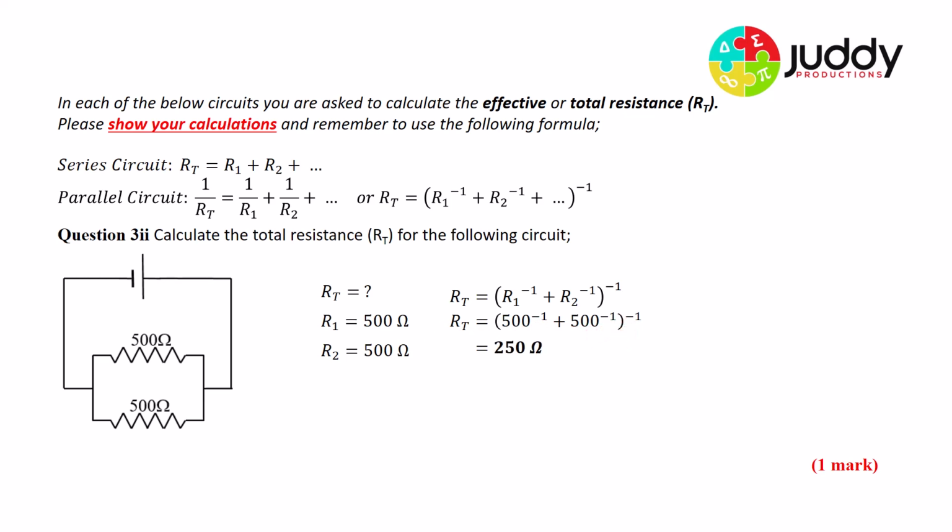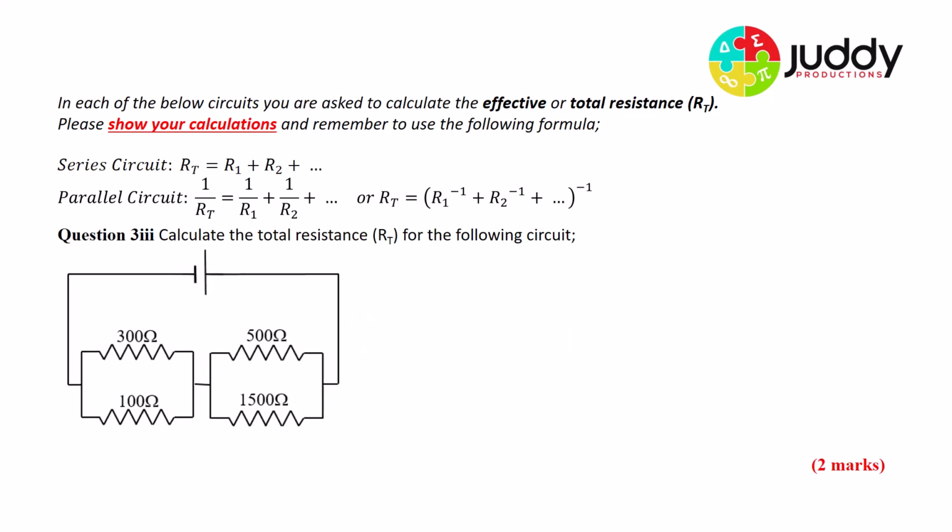Put that in our calculator and we get a total resistance of 250 ohms. Part 3. Calculate the total resistance for the following circuit. Again, pause and we'll look at the answer shortly.